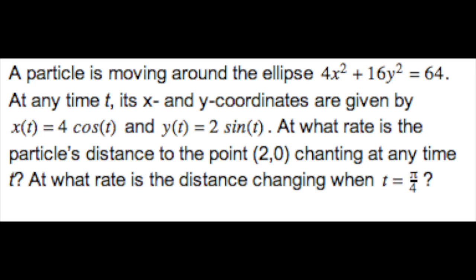Example number 6. A particle is moving around the ellipse 4x squared plus 16y squared equals 64. At any time t, its x and y coordinates are given by x of t equals 4 cosine t and y of t equals 2 sine of t. At what rate is the particle's distance to the point (2, 0) changing at any time t? At what rate is the distance changing when t equals pi over 4?